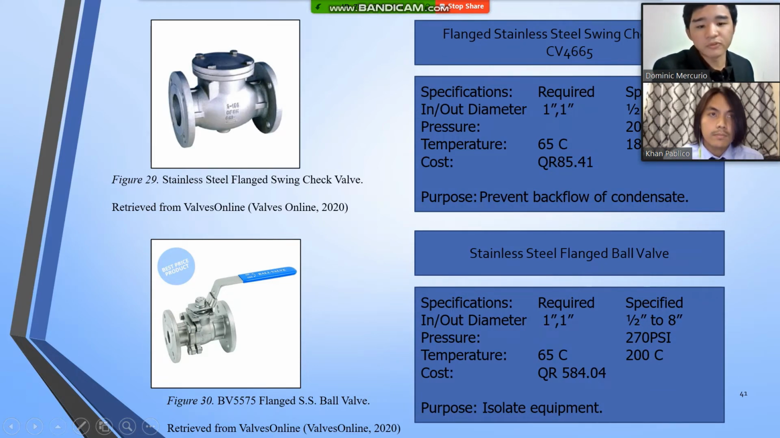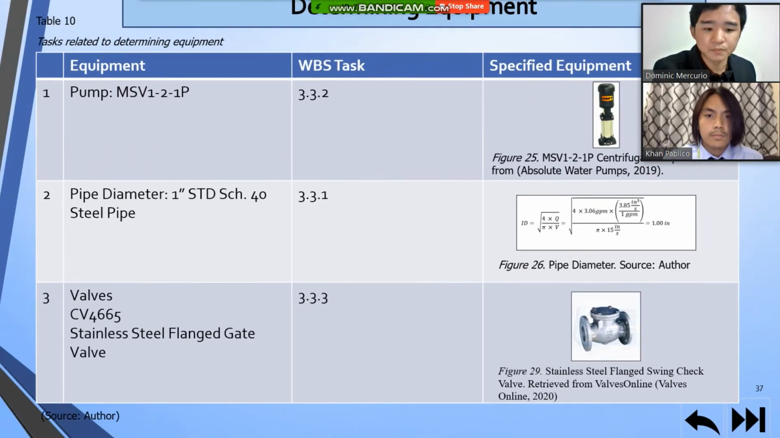The other type of valve is an isolation valve, which will be used to isolate the equipment, and the stainless steel flanged ball valve will be used.